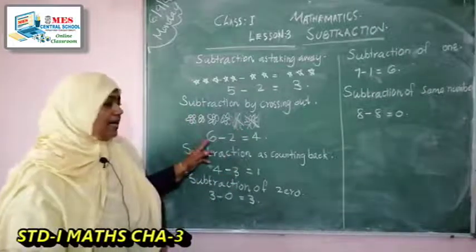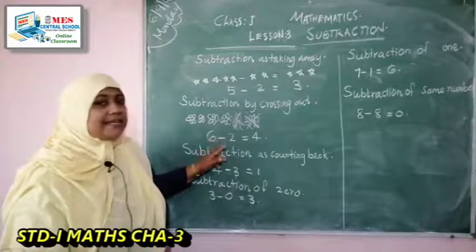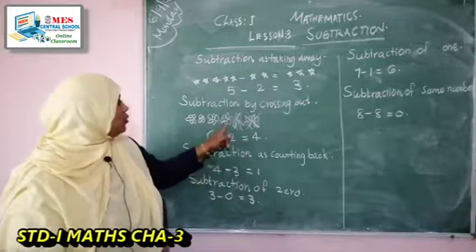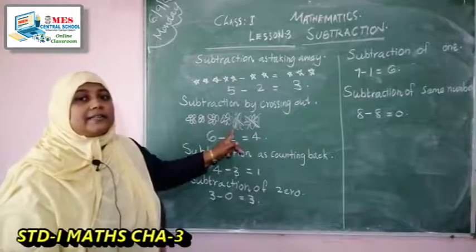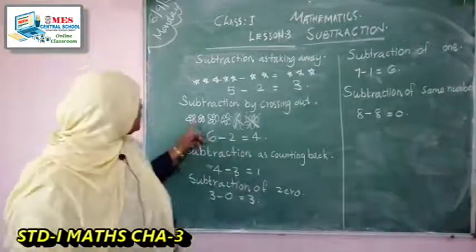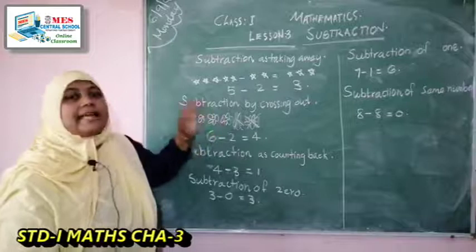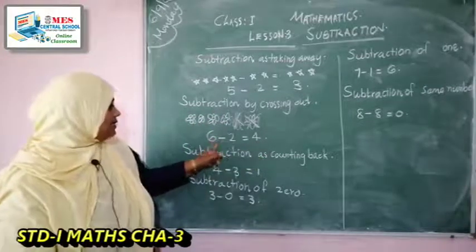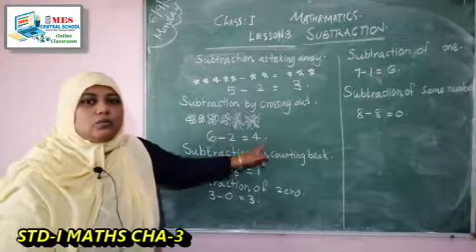Okay, so 6 minus how many crossed out? 2. Okay, is equal to how many remain here? How many flowers are without a cross? That is 1, 2, 3, 4. That is the answer. That is 4. So 6 minus 2 is equal to 4.